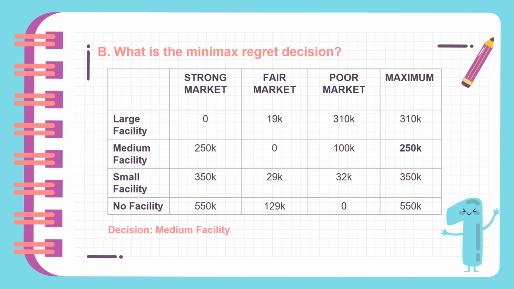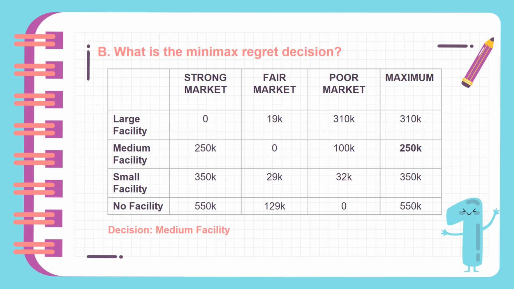But in my quiz, I mistakenly put zero for the maximum, but it was actually 550,000. That is why my answer in letter B, first problem, was no facility, but actually it was medium facility, because in minimax we have to choose the alternative with the lowest value in the list of the maximums. Here, the lowest value among the maximums would be 250,000. So the final answer is medium facility with the 250,000 amount.